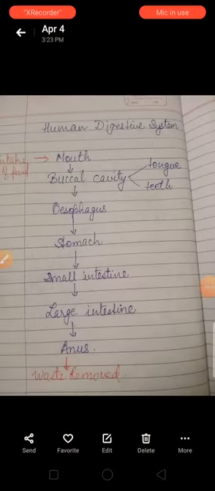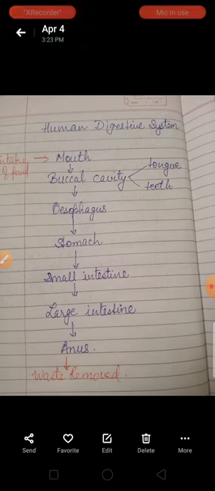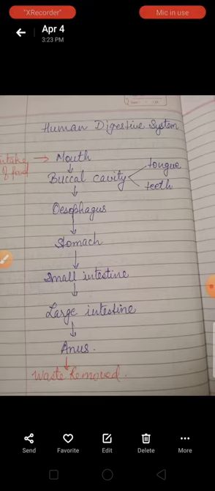Yes, students, so we have done the human digestive system, how the food travels from mouth to esophagus to stomach to small intestine, large intestine and anus. Okay, so this is the alimentary canal which we did yesterday.